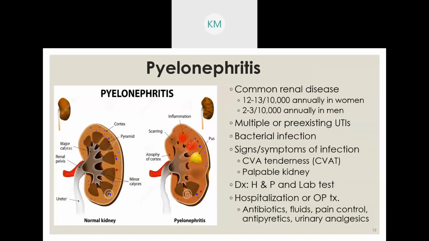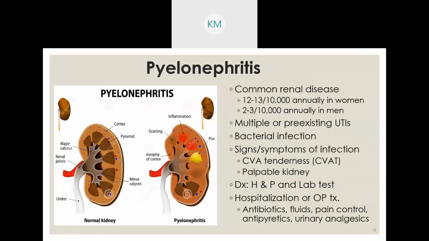Pyelonephritis is normally diagnosed by a thorough history and physical, as well as lab tests. The lab tests include a urinalysis. You're looking for pyuria, bacteriuria, and hematuria. Pyuria is purulent or pus. Bacteriuria is infection in your urine. Hematuria is blood. Then you're also going to get a urine culture, a blood culture, and a CBC. You're specifically looking for leukocytes on that one.